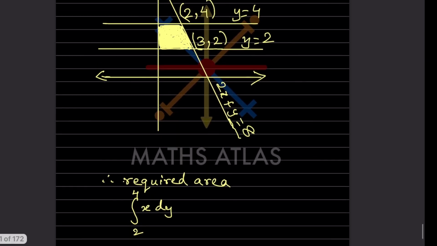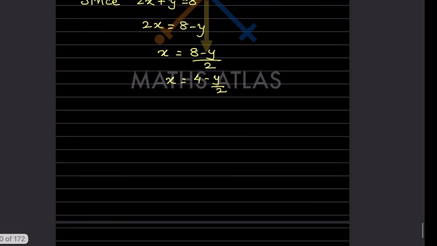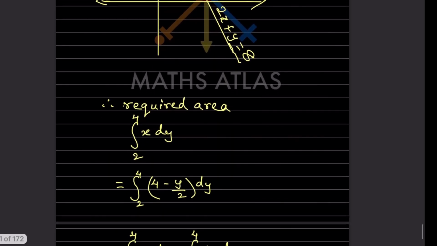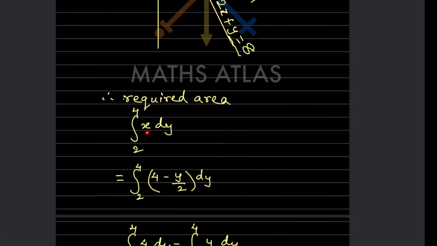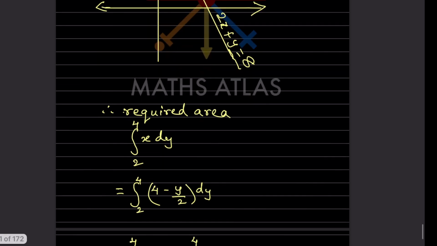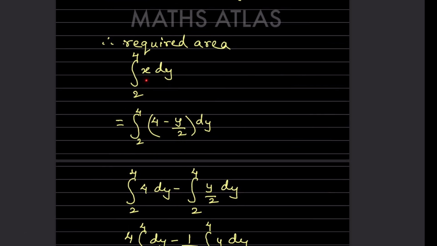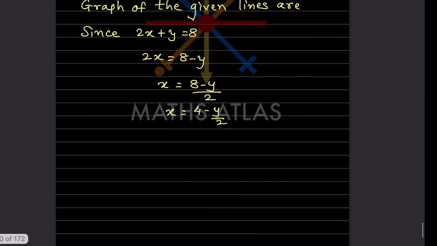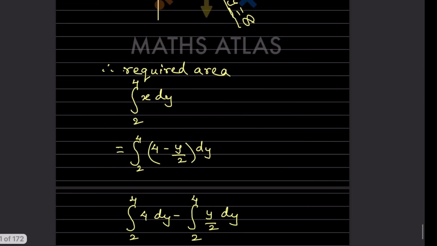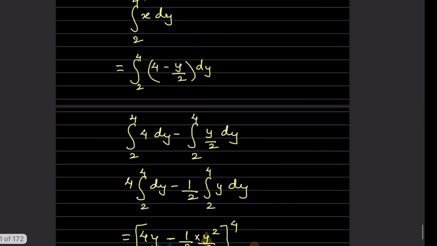So now what we are going to do, we are going to find out here, this is x. So the required area is the integral of x dy from 2 to 4. Here, what do we get for x? We have x is 4 minus y by 2. That is the integral of (4 minus y by 2) dy. So now we are going to separate this: integration 2 to 4 of 4 dy, minus integration 2 to 4 of y by 2 dy.